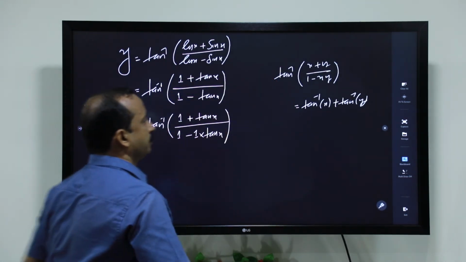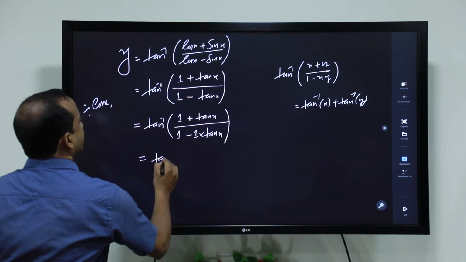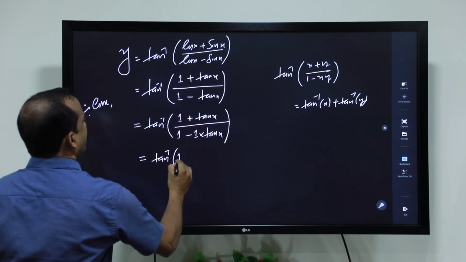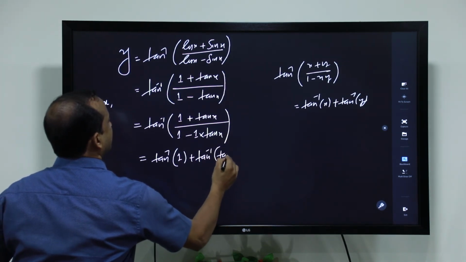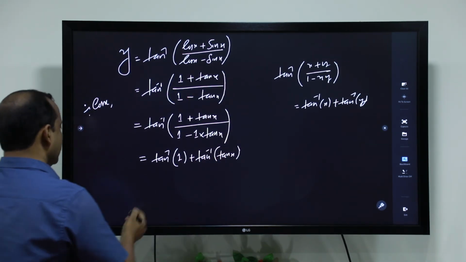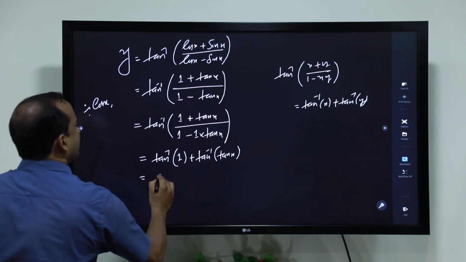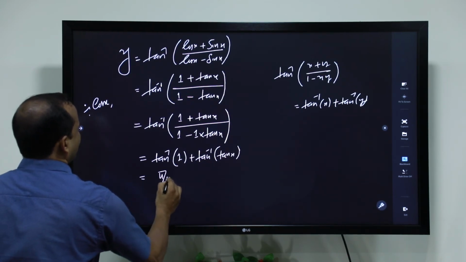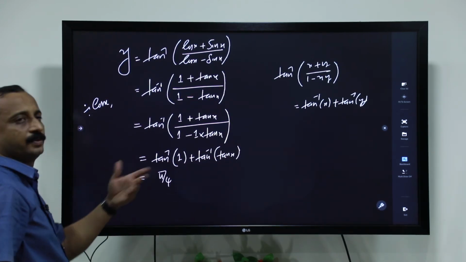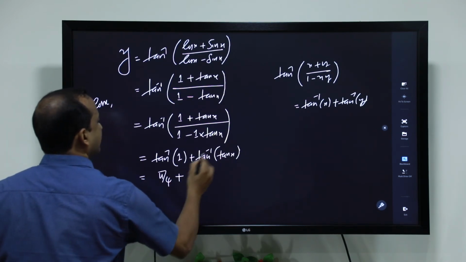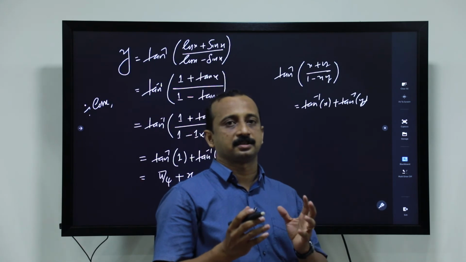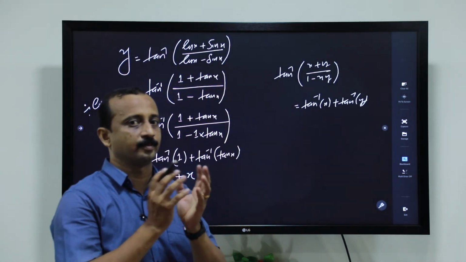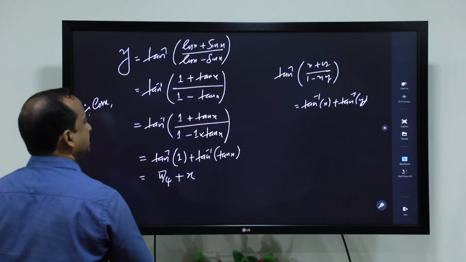Tan inverse of (x plus y) by (1 minus xy), you know the result is tan inverse x plus tan inverse y. Here the x corresponding value is 1 and the y corresponding value is tan x. That is equal to tan inverse 1, which we already know is pi by 4, a constant value, no problem, because its derivative becomes 0. Then tan inverse tan x is a composite of an inverse function and the trigonometric function, which forms the identity, that is x.